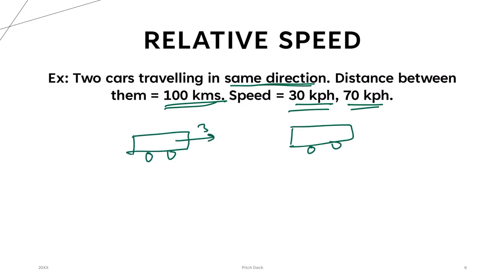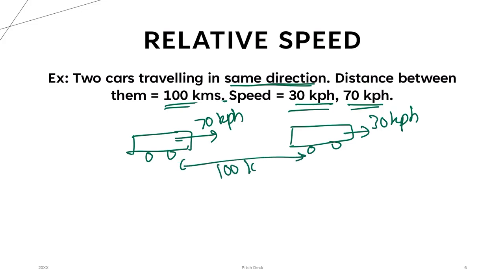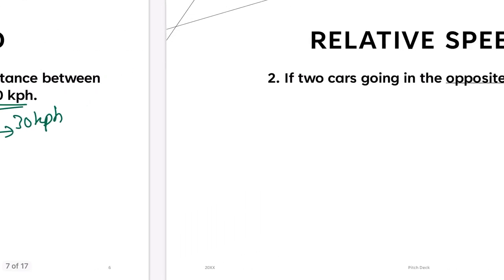So if this is 30 kilometers and this is 70, this 30-kilometer car can never overtake a 70-kilometer car. So that is why the car in the back has to go at a higher, faster speed. That speed will be 70 kilometers per hour for this car, 30 kilometers per hour for this car, and the gap between them is 100 kilometers. Solve: time taken by the car behind to overtake car A. I hope this is clear, the concept of relative speed.